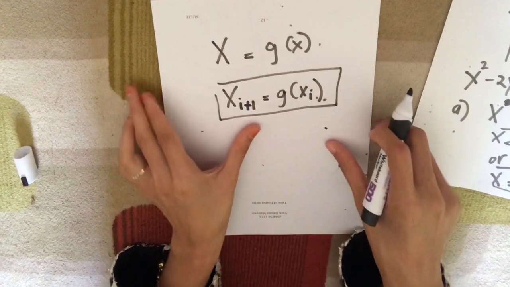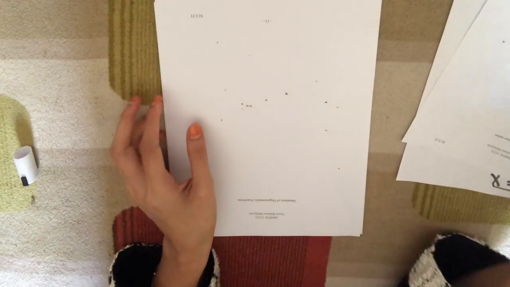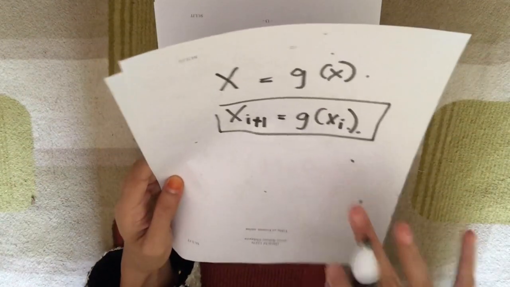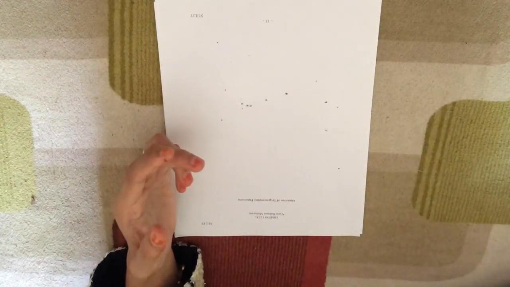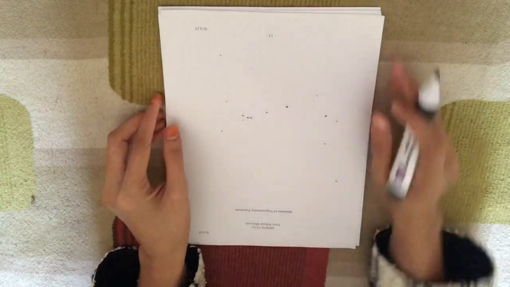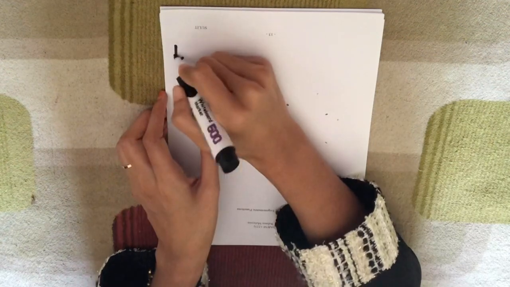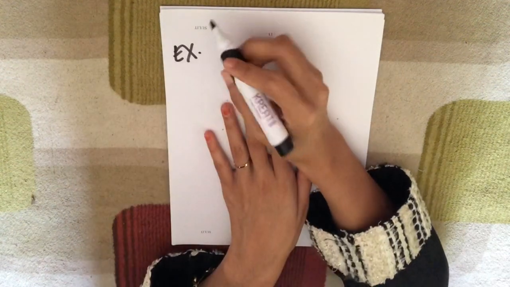Okay, alright, so I will show you the example here. They have no specific steps like the bisection, it's just simple like this. So okay, I will show you an example.